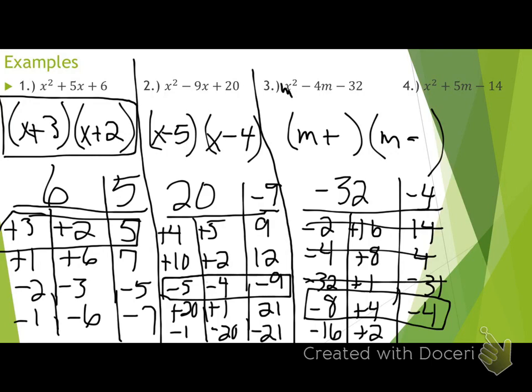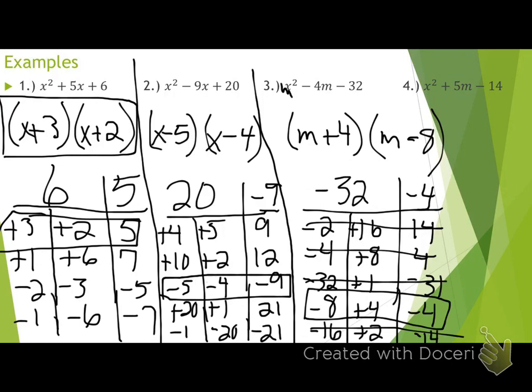Does it matter where I put these numbers? Yes, because they have different signs. What goes with my M plus set of parentheses? 4. What goes with my M minus? 8. My negative number I put with the minus, my positive number I put with the plus. It does matter in that case where you put them.